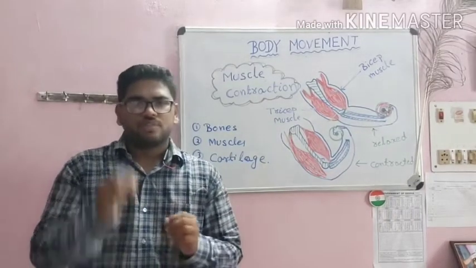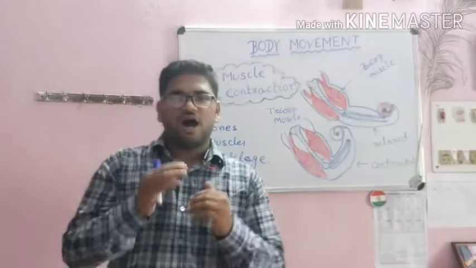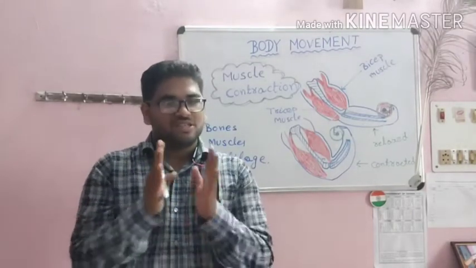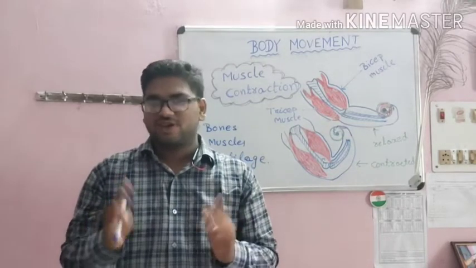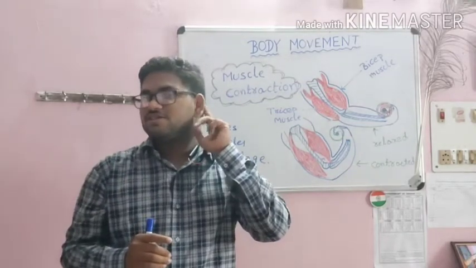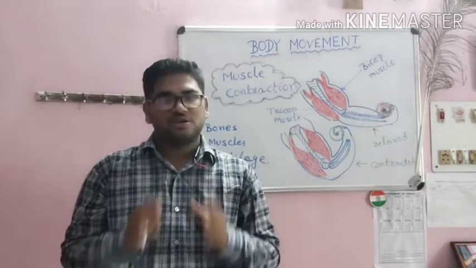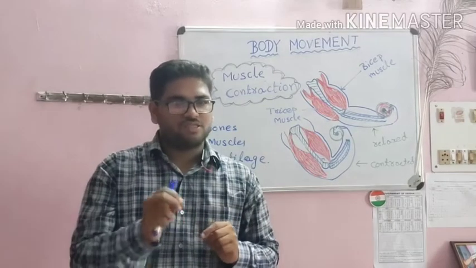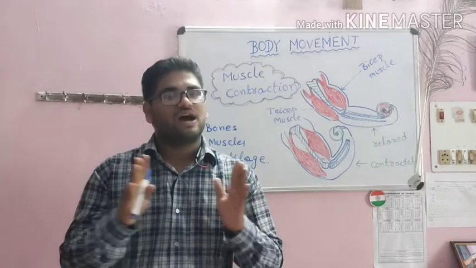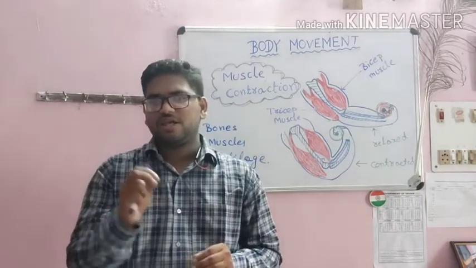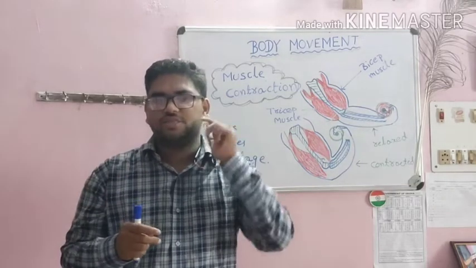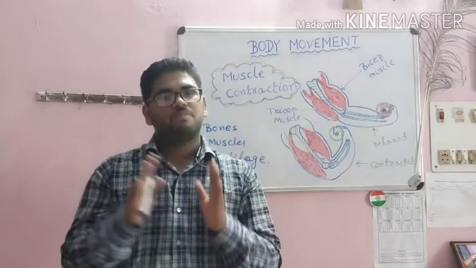What is cartilage? There are some parts in the body which are harder than muscle but softer than bones. These are known as cartilage. You can see it in your ear pinna; here it is the cartilage. Here in the upper part of the nose, that is the cartilage. Cartilage is mostly present in the upper part of the bones or in some particular regions like the ear pinna and nose.